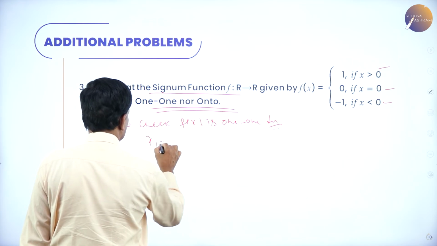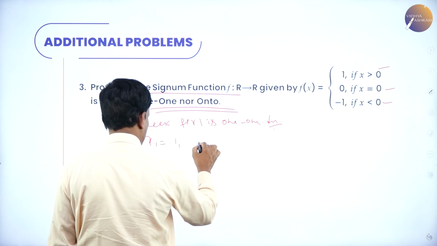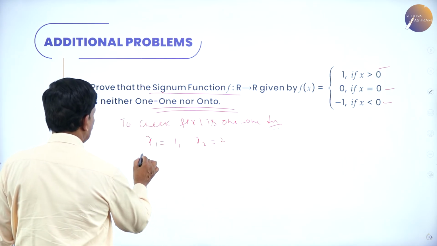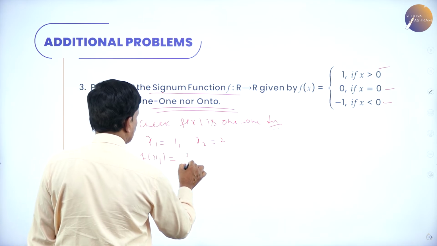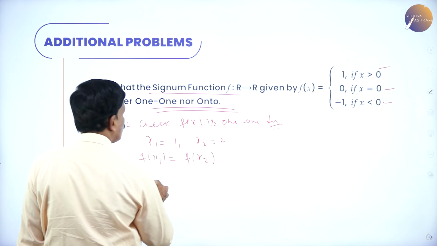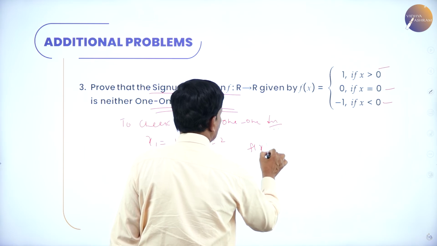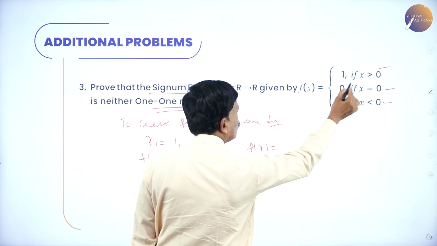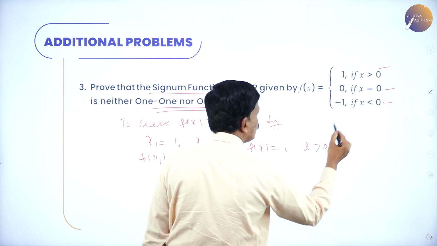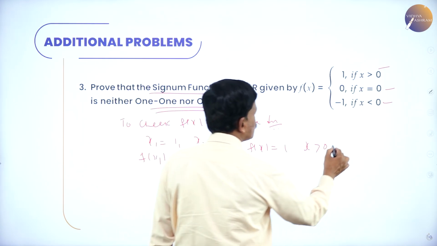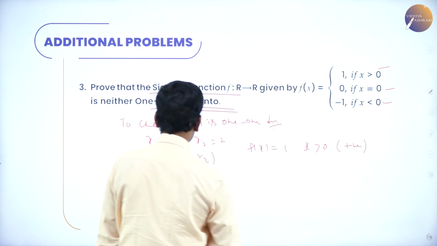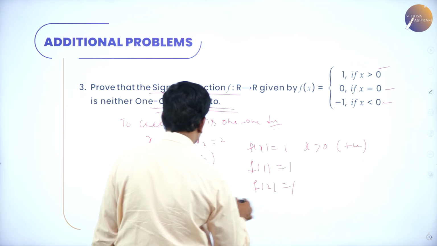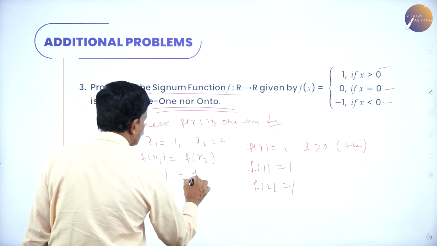Now let us consider x1 is equal to 1 and x2 is equal to 2. What is f of x? F of x is equal to 1 if x is greater than 0, which means if x is positive, this is equal to 1. So f of 1 is equal to 1, f of 2 is also equal to 1. So f of 1 is equal to f of 2.